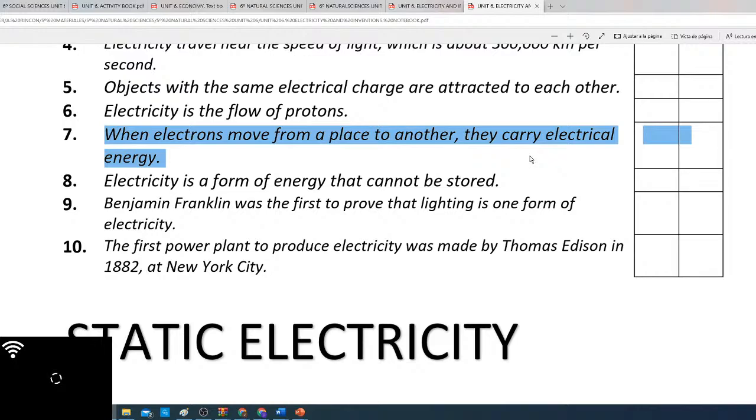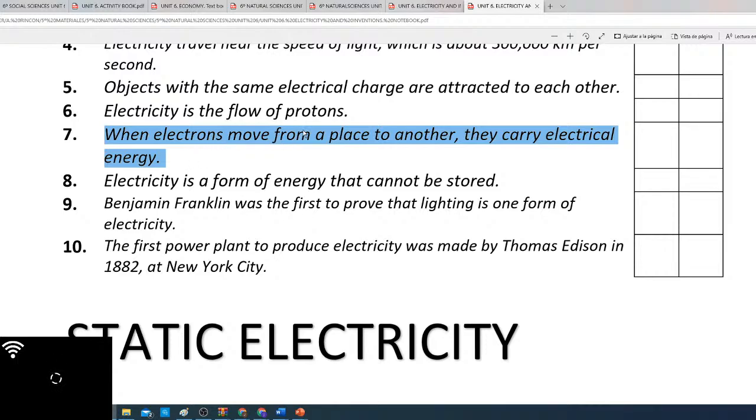Now, your opinion. What do you think? When electrons move from a place to another, they carry electrical energy. Is that true or false? Sandra says true. Candela says false. And the rest, I'm waiting for you.